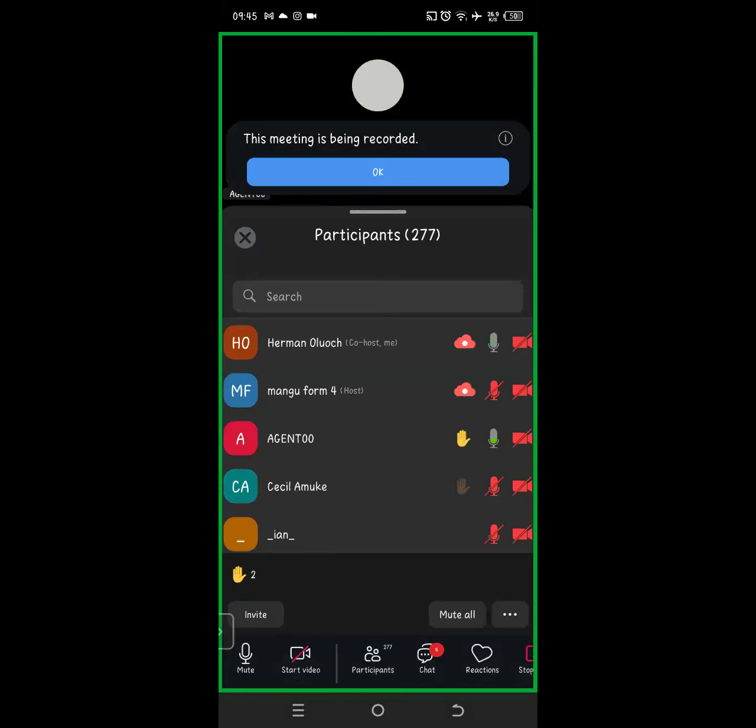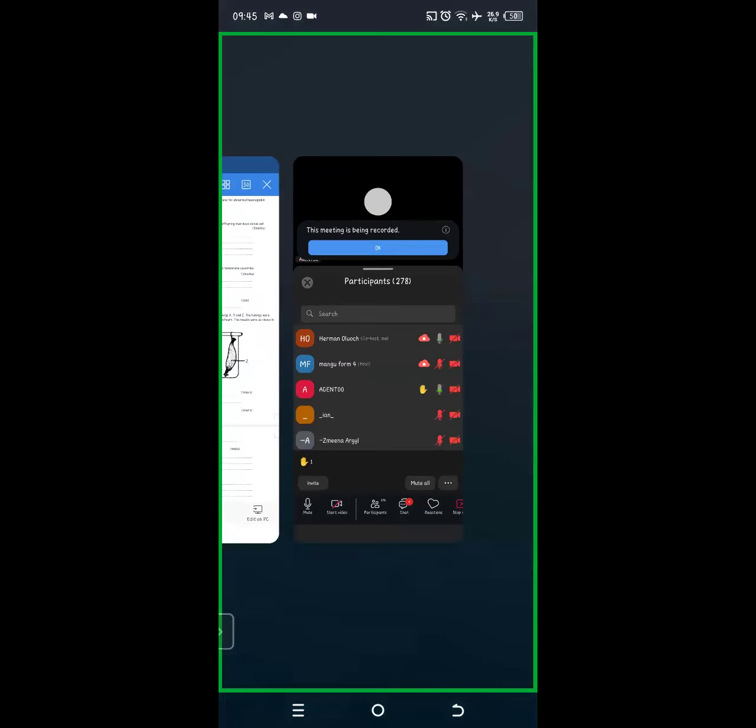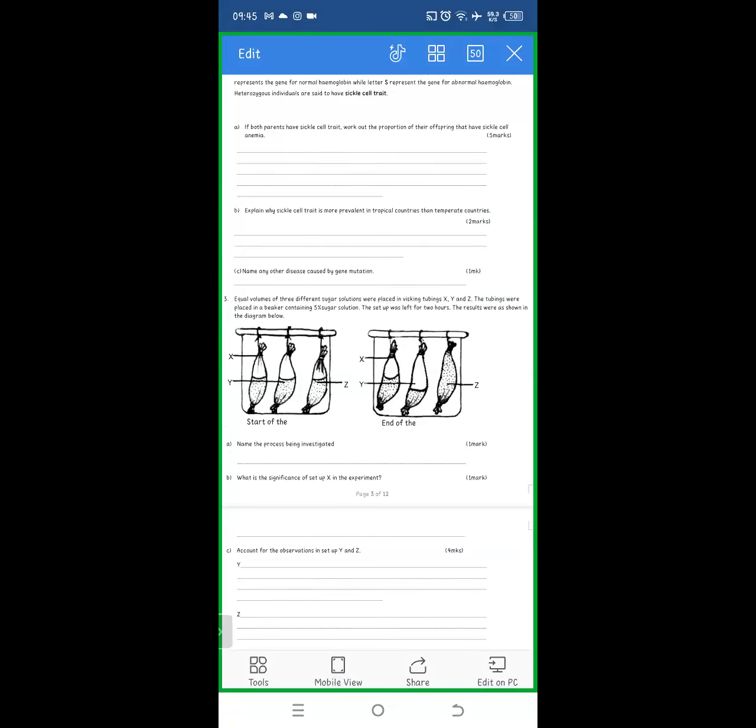Osmosis. So that is osmosis. What about the second question, which is asking what is the significance of the setup in the experiment? I think it serves as a control experiment. Why would you say so? Because it's to compare the results of setup Y and Z, ensuring any changes observed. Yeah, that is very okay.